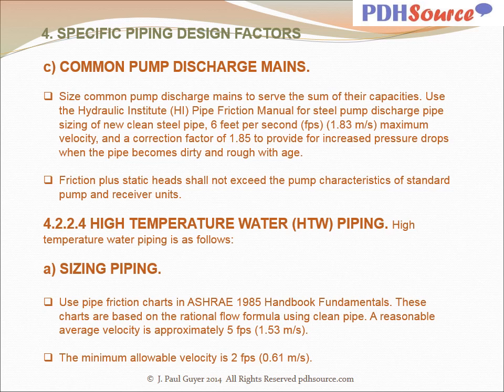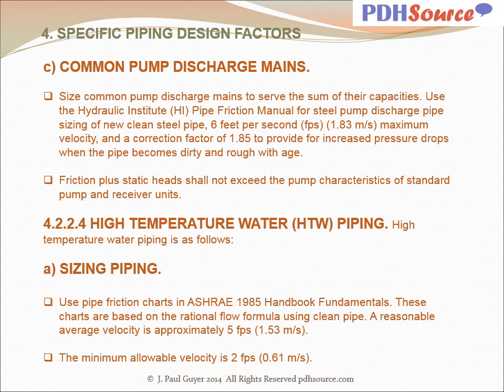Size common pump discharge mains to serve the sum of their capacities. Use the Hydraulic Institute Pipe Friction Manual for steel pump discharge pipe sizing of new clean steel pipe, 6 feet per second maximum velocity, and a correction factor of 1.85 to provide for increased pressure drops when the pipe becomes dirty and rough with age. Friction plus static heads shall not exceed the pump characteristics of standard pump and receiver units.